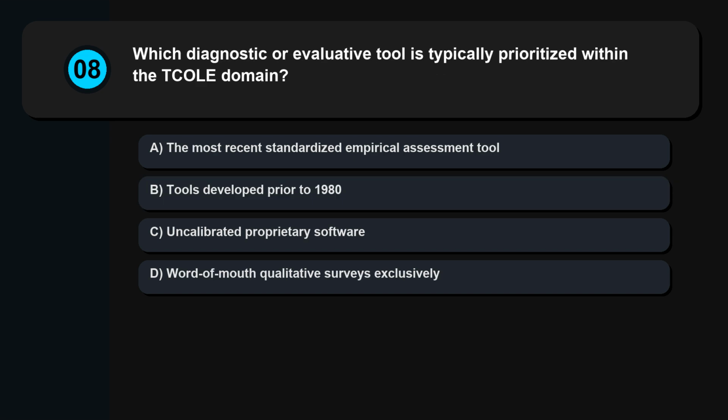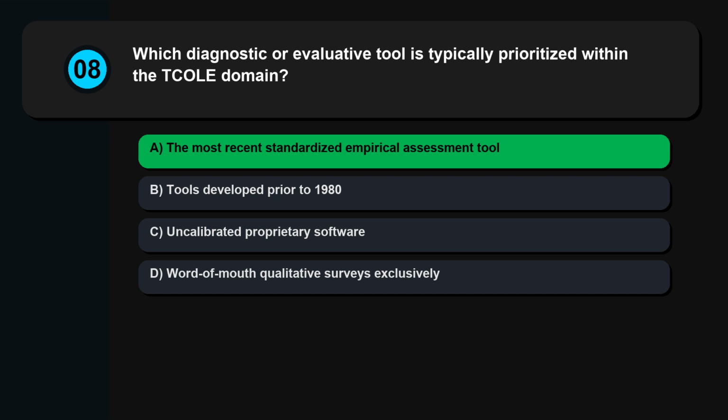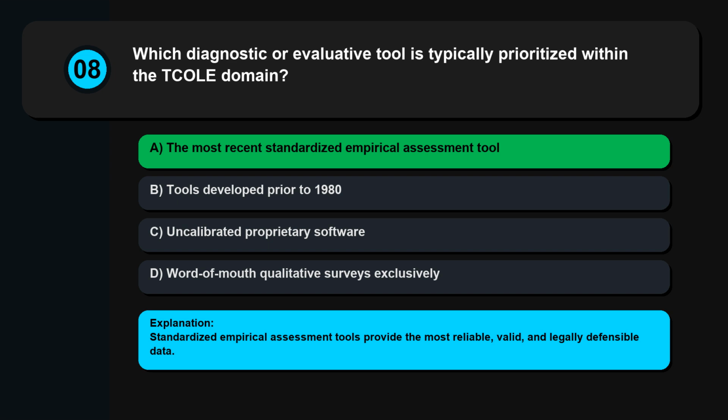Question 8. Which diagnostic or evaluative tool is typically prioritized within the TCOLE domain? The most recent standardized empirical assessment tool, tools developed prior to 1980, uncalibrated proprietary software, word-of-mouth qualitative surveys exclusively. Standardized empirical assessment tools provide the most reliable, valid, and legally defensible data.